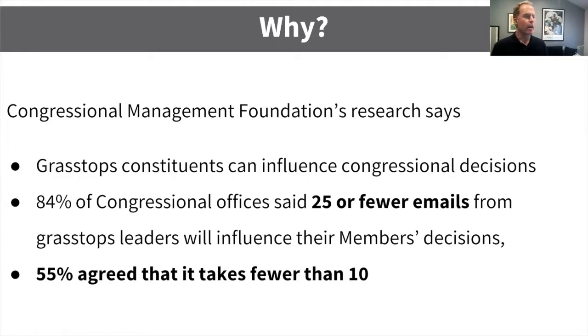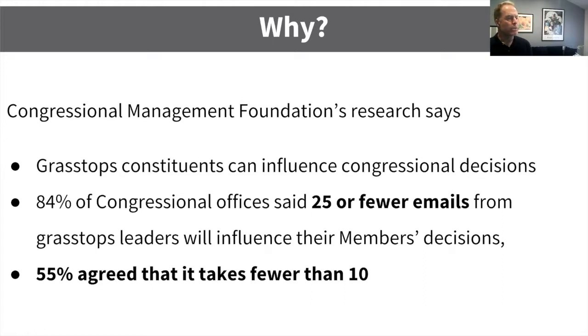So here's a little bit about the opportunity. In addition to the lobby work that we've done on the Hill for the last 9 years, we've heard from the Congressional Management Foundation, which is the organization in DC that knows more about how Congress works than any other organization on the planet. And they've told us that Grasstops constituents undeniably can influence congressional decisions. And the statistics show that 84% of congressional offices that they polled said that 25 or fewer emails from Grasstops leaders, those are community leaders, will influence a member of Congress decision on a policy.